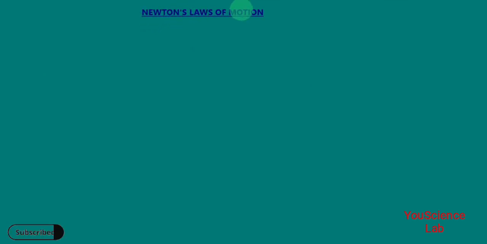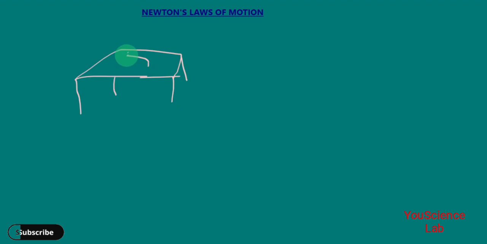Newton's laws of motion. Consider a book placed on top of a table. The book will remain on top of the table except someone comes to remove the book.